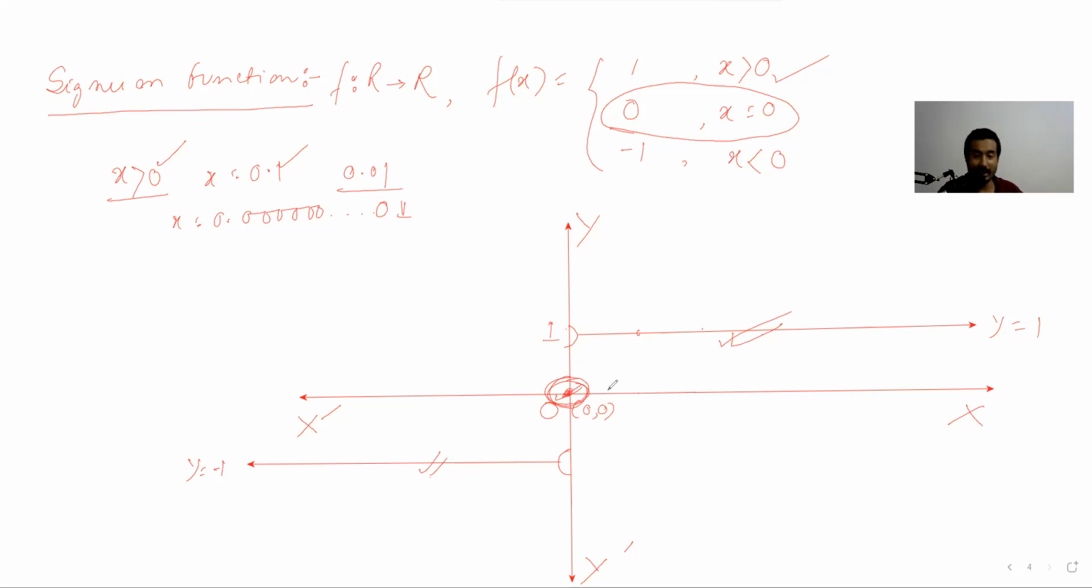Later on, in our next videos, we will discuss mathematically how we can prove that this is not continuous at 0, 0. That is another thing. But right now, looking at this graph, we can conclude that this is not continuous at the point 0, 0. I think you have understood clearly.